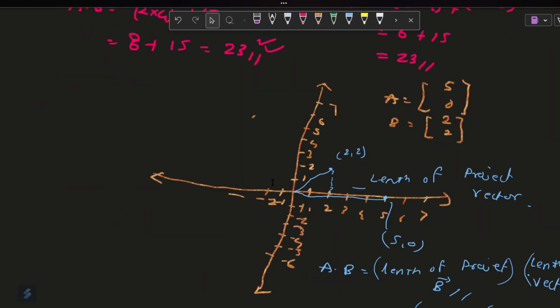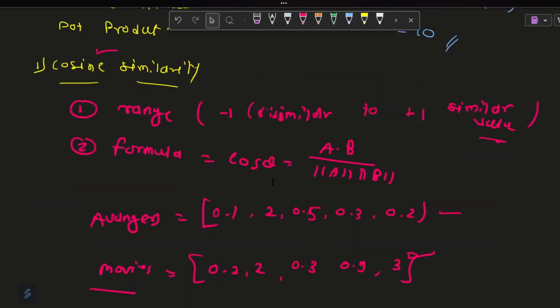And this uses the dot product. Okay, that's it for today's video, and we will understand another multiplication in the next video.